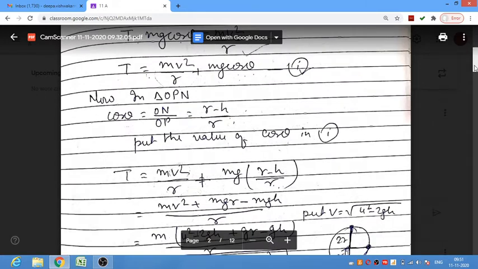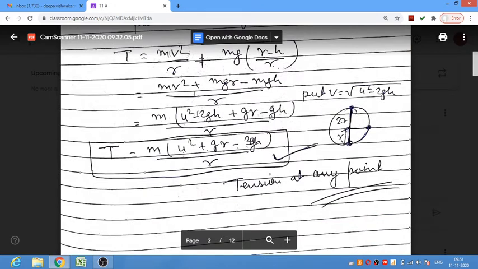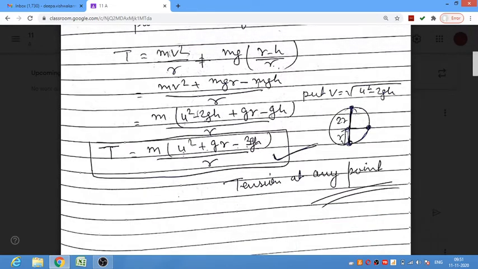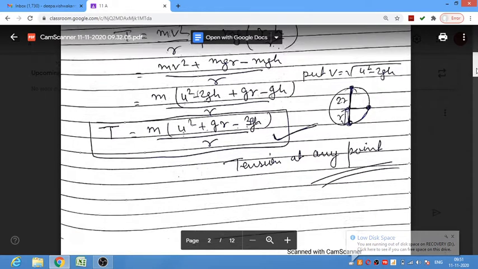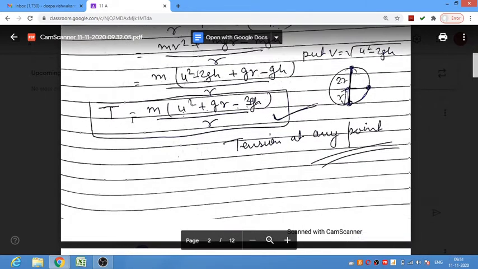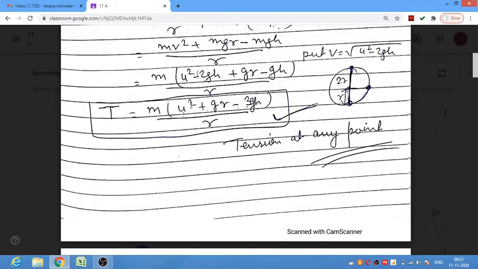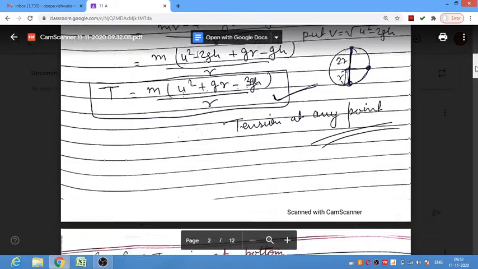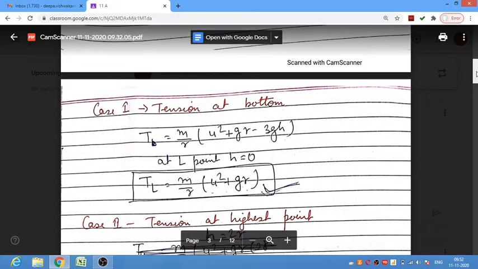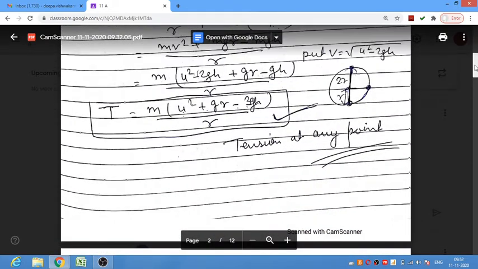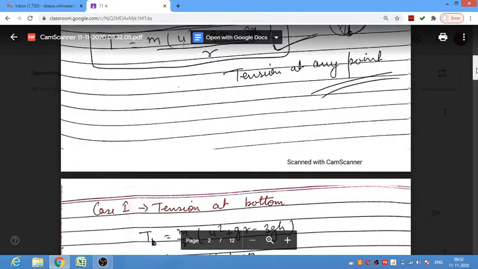Then we will calculate the final tension at any point. So T is equal to m v square plus mgr minus mgh, divided by r. Now we will put the value of the final velocity, under root u square minus 2gh. Now T is equal to m bracket u square plus gr minus 3gh, divided by r. So this is the tension at any point in a vertical circle.